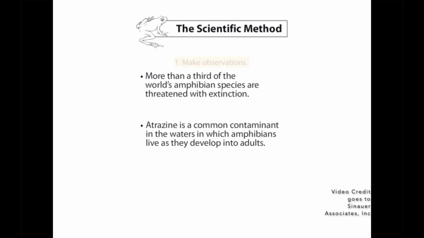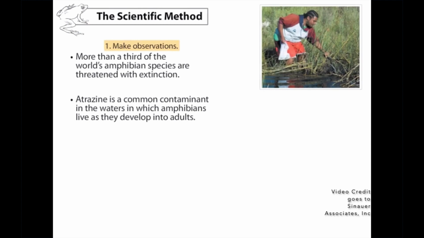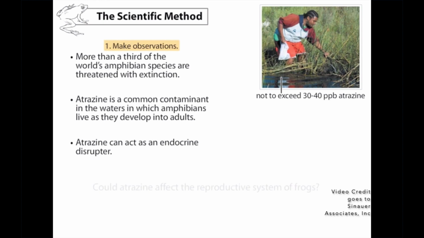The first step is to make observations. In this case, Hayes notes that amphibians are in decline and that atrazine is a common contaminant in waters in which amphibians live. The U.S. Environmental Protection Agency approves atrazine's use as long as environmental levels do not exceed 30 to 40 parts per billion. Studies had shown that such levels of atrazine do not kill frogs directly. But what if something less obvious occurs? Studies also indicated that atrazine could act as an endocrine disruptor in other animals. Could atrazine affect the reproductive system of frogs?